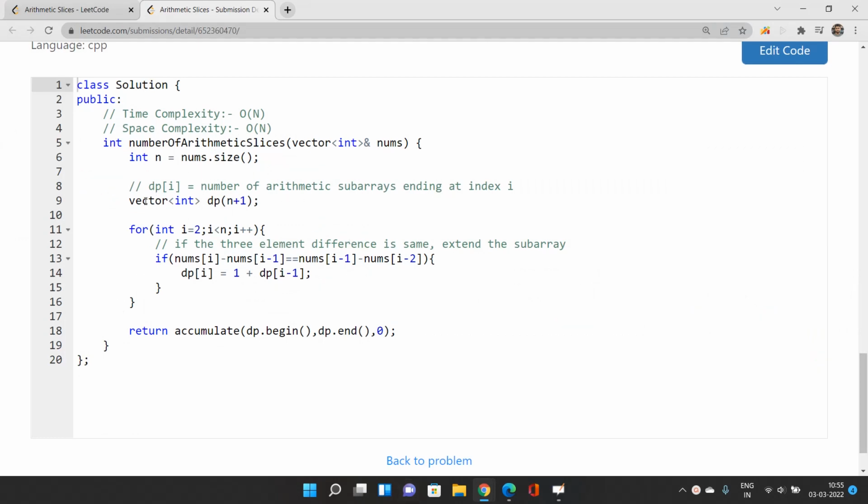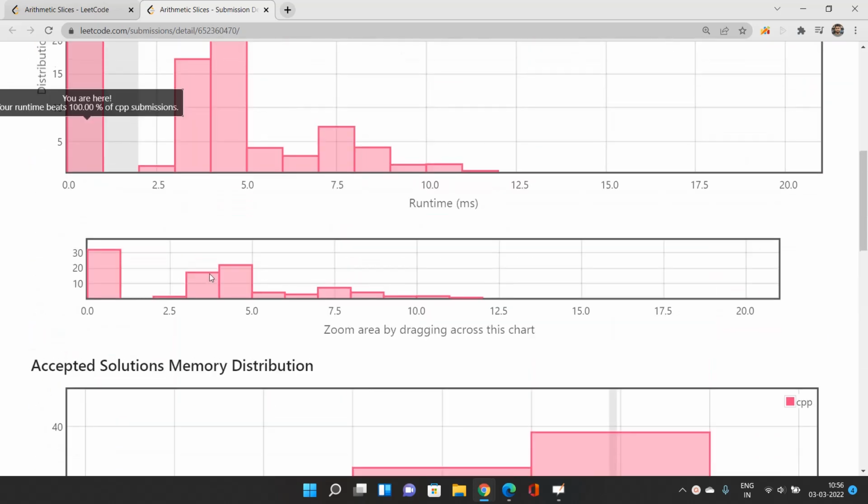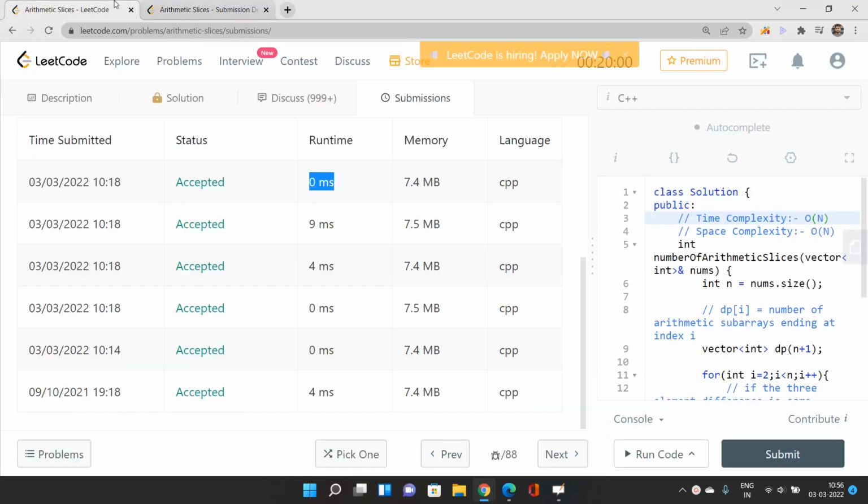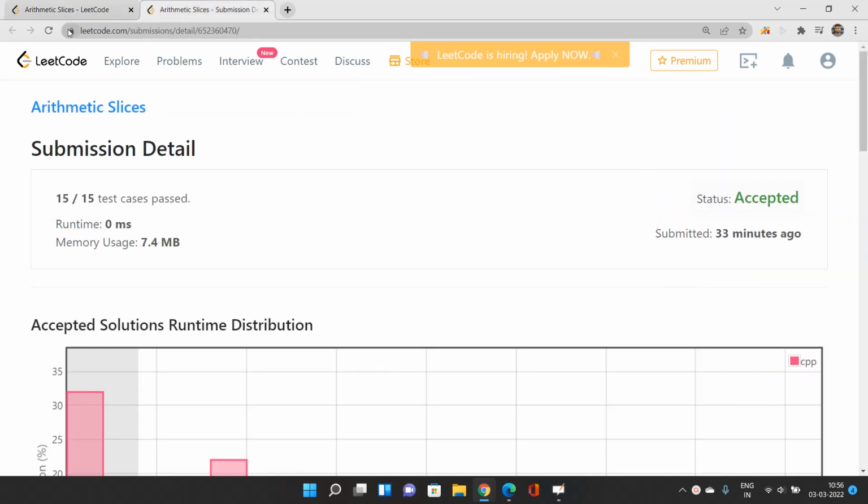Here it is almost similar. So we have dp of n plus 1 size, dp of I number of arithmetic subarrays ending at index I. If the 3 elements difference is same, extend the subarray, that is previous length plus 1, which will be the count. So nums of I minus nums of I minus 1 will be equal to nums of I minus 1 minus nums of I minus 2. So dp of I will be 1 plus dp of I minus 1. Finally we need to return the total number of subarrays, which is the sum at every index, which will be our answer. So which will give you a runtime of 0 ms and quite a faster solution.